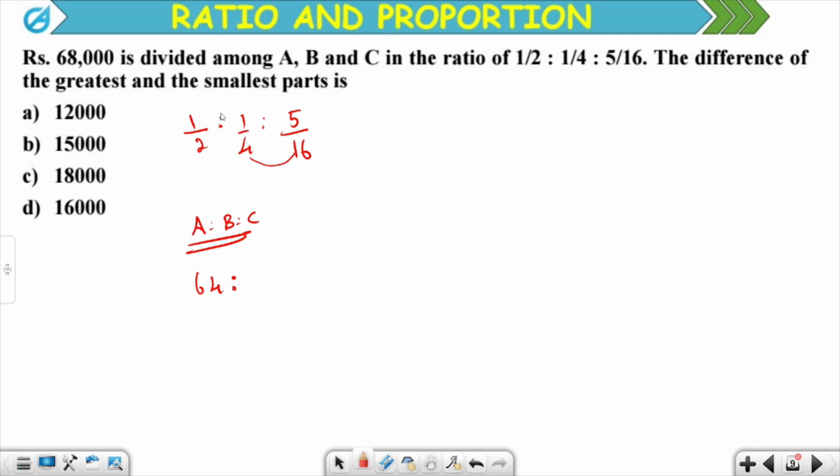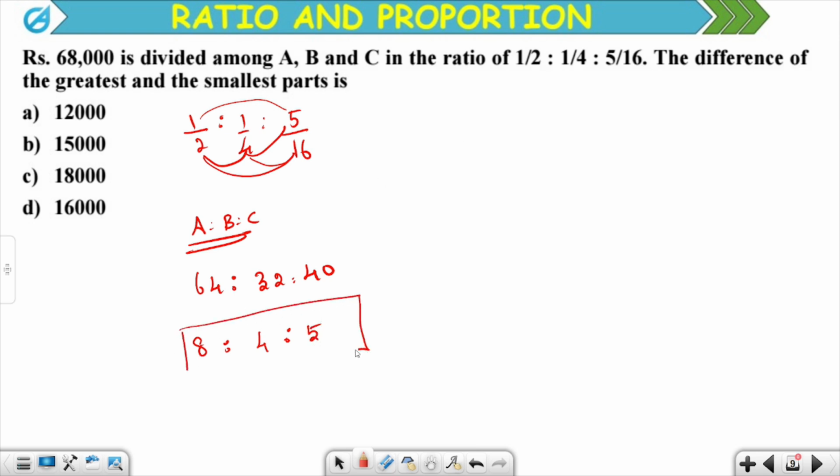Similarly, what is the value of B? The value of B will be multiplying these two things. Okay, so we're getting 32. What is the value of C? 8 fives are 40. Okay, so am I able to cancel it by any number? Yes, by the 8 table. This is 8 times, this is 4 times, and this is 5 times. So this is the ratio of A, B, and C. Okay, if I add all those ratios, how much are we getting? 17 parts. This 17 parts is nothing but the given number. So what is the given number? 68,000. And what do we need to find?